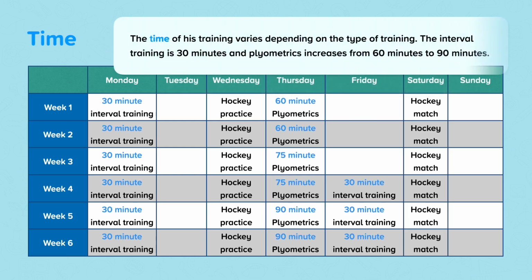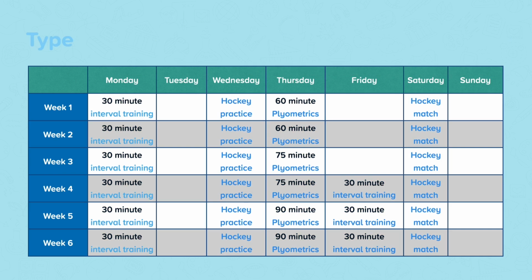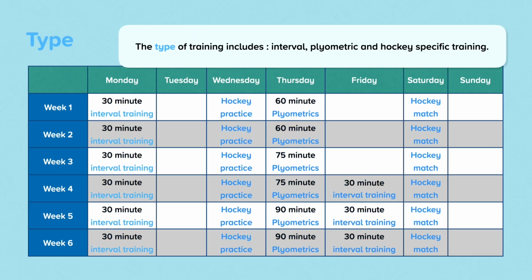The time of his training varies depending on the type of training. The interval training is 30 minutes and the plyometrics increases from 60 minutes to 90 minutes. The type of training includes interval, plyometric, and hockey-specific training.